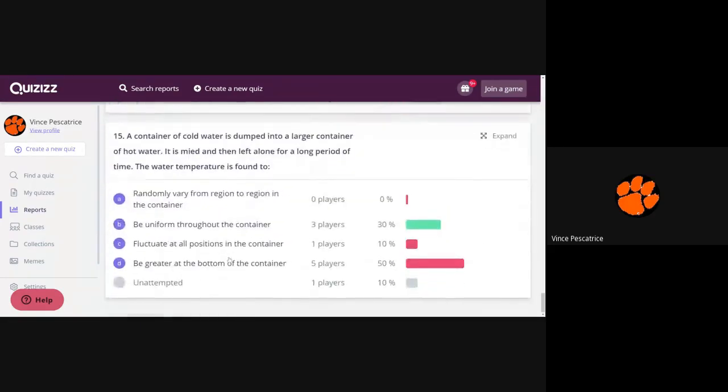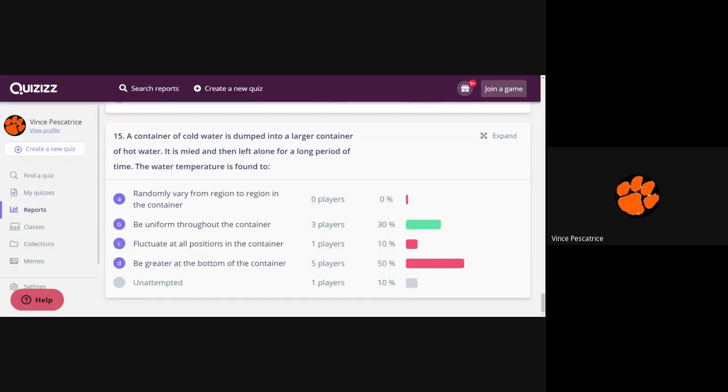Good job. And lastly, a container of cold water is dumped in a large container of hot water. All right, that is mixed and left alone for a period of time. The temperature of the water is found too. All right, so it'll be uniform throughout the container.